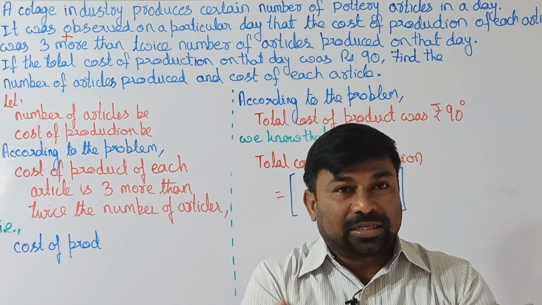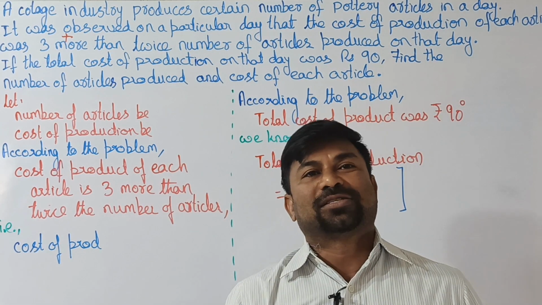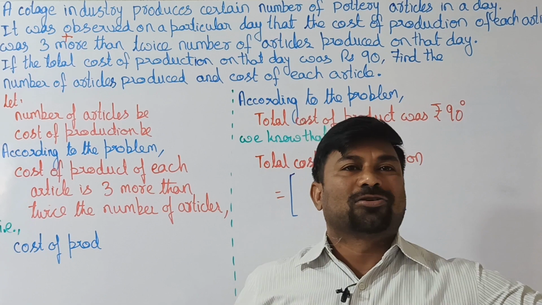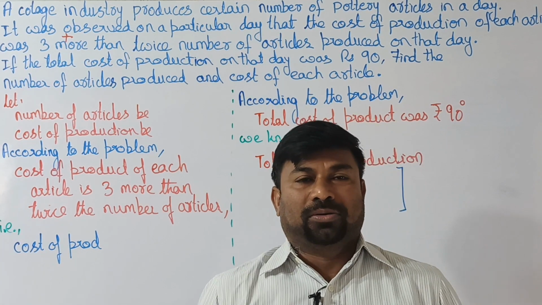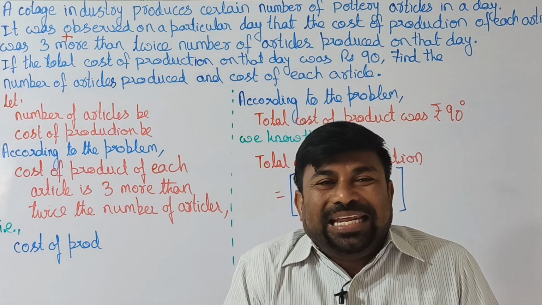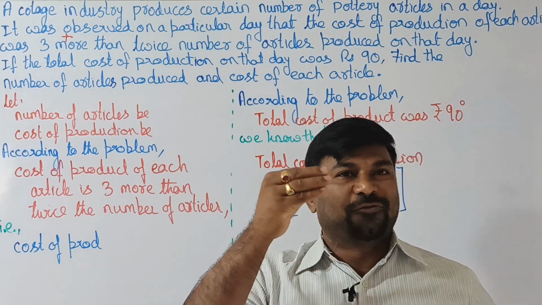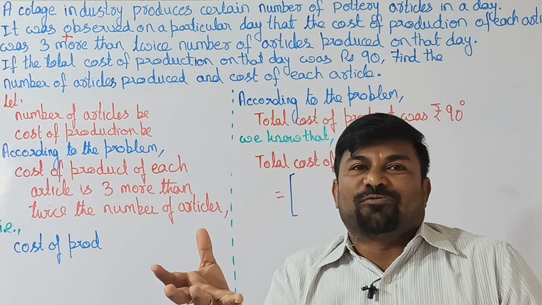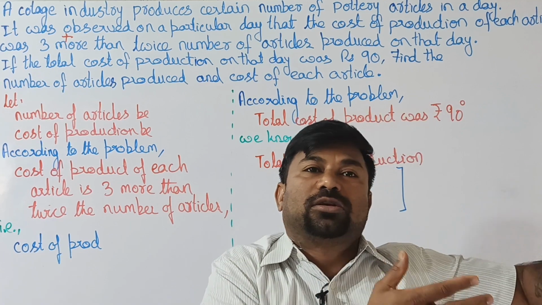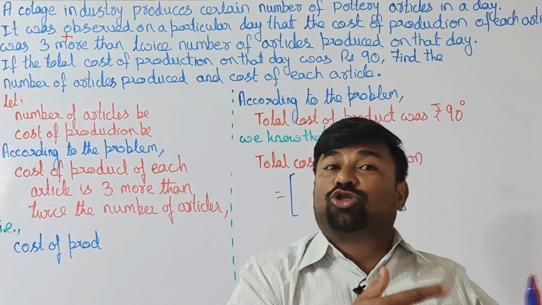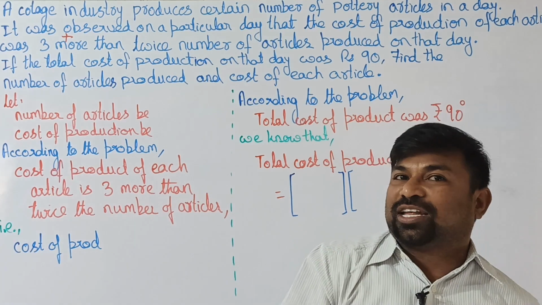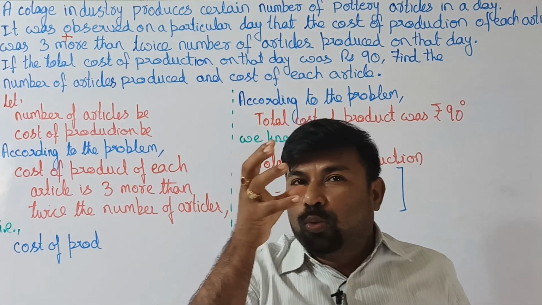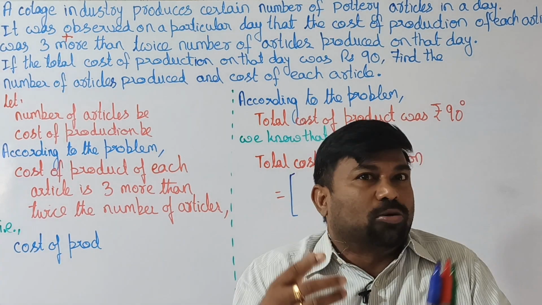I have taken an article, two basic concepts: number of articles, cost of each article. Now, we have two relations. The first relation deals with addition: the cost of production is 3 more than twice the number of articles. It is talking about "more". The word I took is "more", which means the plus operation.